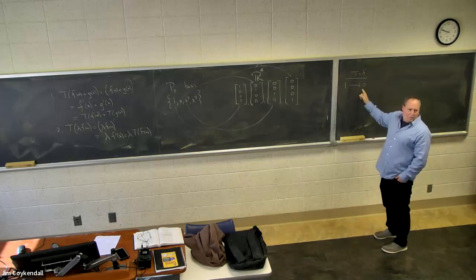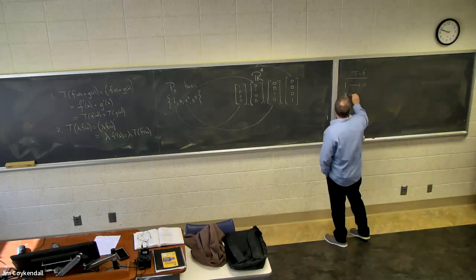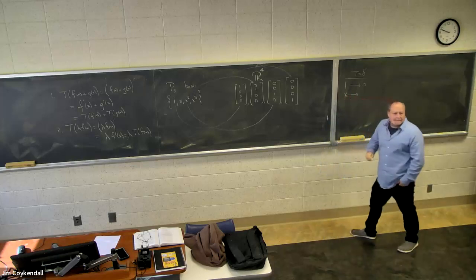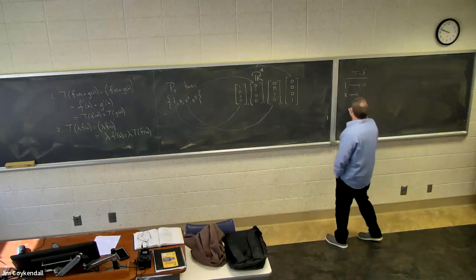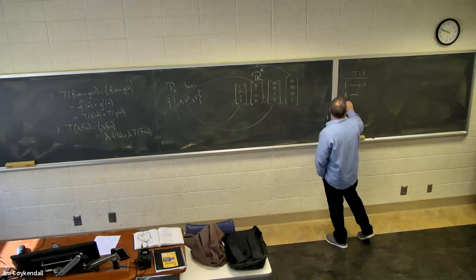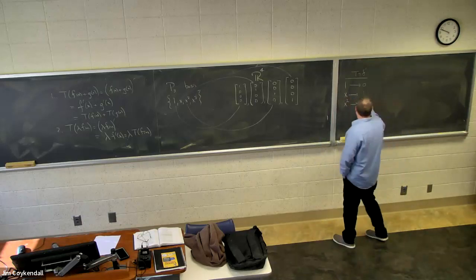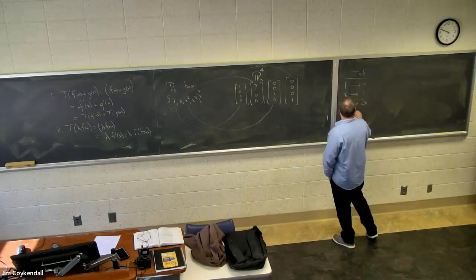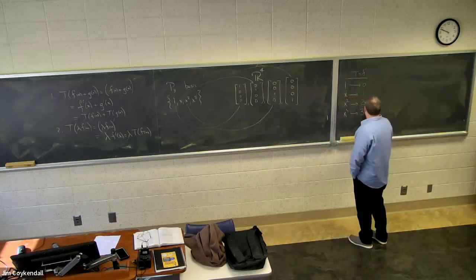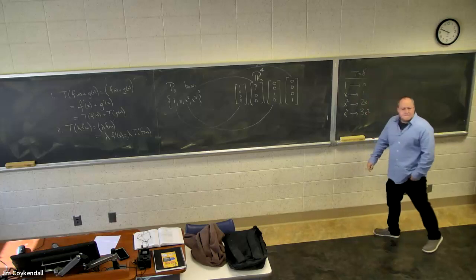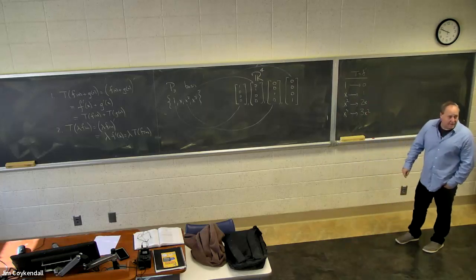If I take the derivative of 1, I get 0. Everybody agree with that? What happens when I take the derivative of x? What do I get? 1. What happens when I take the derivative of x squared? What do I get? 2x. When I take the derivative of x cubed, what do I get? 3x squared. Am I okay with that?